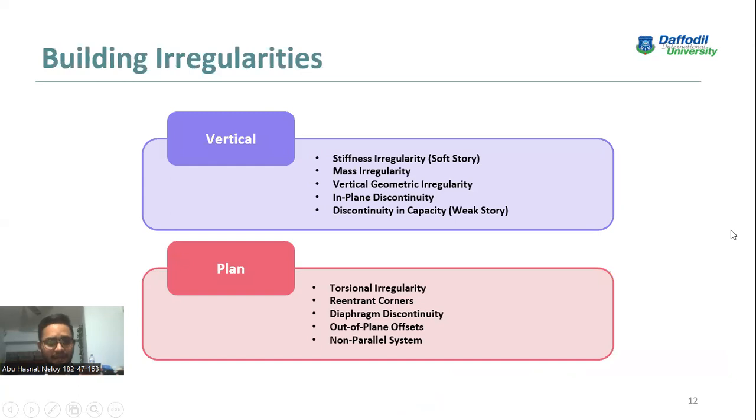So now, building irregularities. Building irregularities is one of the important parts for design and analysis of RCC structure. So there are two kinds of irregularities that exist in an RCC building. Number one, vertical irregularities, including stiffness irregularities, mass irregularities, vertical geometry irregularities, in-plane discontinuities, discontinuation capacity, and plan irregularities including torsional irregularities, reentrant corners, diaphragm discontinuity, out-of-plane offsets, non-parallel system.